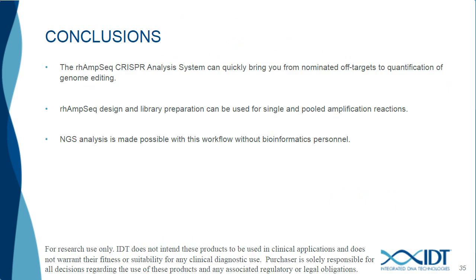From all this, we can conclude that the rhAmpSeq CRISPR analysis system can really help bring you from a set of nominated off-target sites to annotated levels of indel editing with no bioinformatics experience needed. Additionally, this can be done with higher accuracy than other available tools and in high throughput. All of this can be done for on-off target workflows or even those that need to analyze on-target editing effects in high throughput, such as when analyzing results from a DOE experiment.